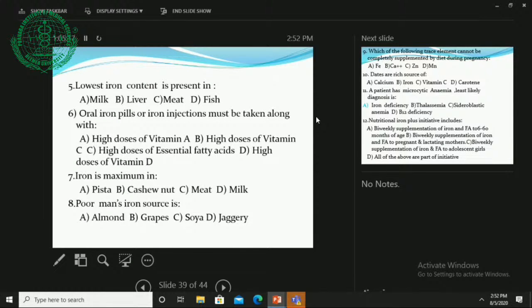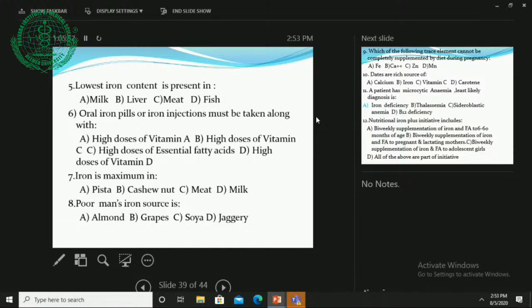Then lowest iron content is present in milk, liver, meat, fish. So lowest amount of iron is there in milk. But here remember, breast milk contains 0.4 to 0.5 milligram of iron, and that is sufficient for the babies who are breastfed. But if the baby is fed on cow's milk or goat milk, then he is likely to develop iron deficiency anemia.